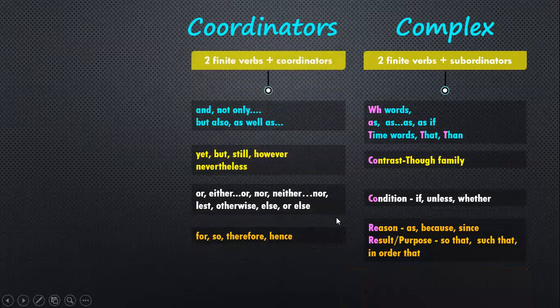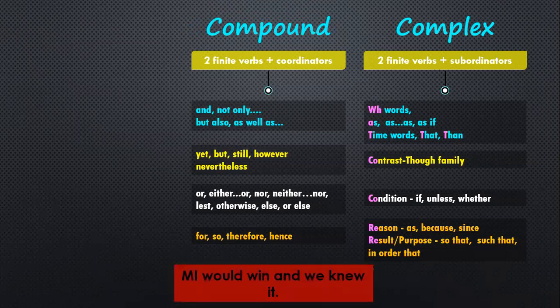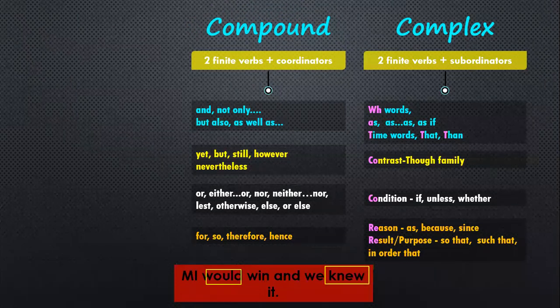On the other hand, if in any sentence we have two finite verbs which are connected by any coordinator, then it will be known as a compound sentence, right? So here is a list of all the coordinators that we have. If you club it with two finite verbs, it will become a compound sentence. For example, in this sentence, MI would win and we knew it, we have would and knew. Again, the same two finite verbs. MI is the subject for would and we is the subject for knew. Hence, they are two finite verbs.